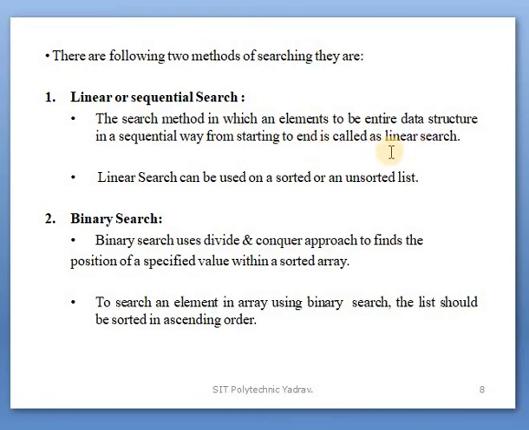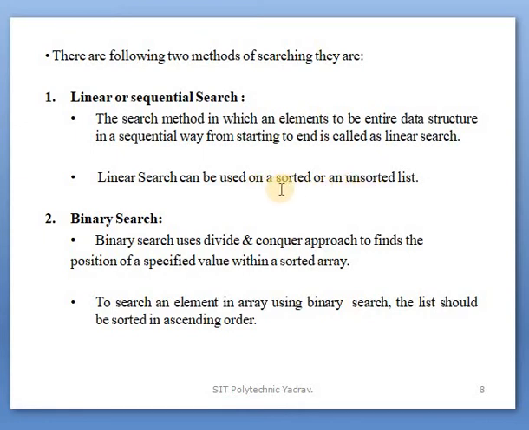Is that point clear? It means that in this search method, an element is found in the entire data structure, meaning the entire array, sequentially, that is linearly, one by one from starting to end. This technique is known as linear search. Next point: linear search can be used on a sorted or unsorted list.